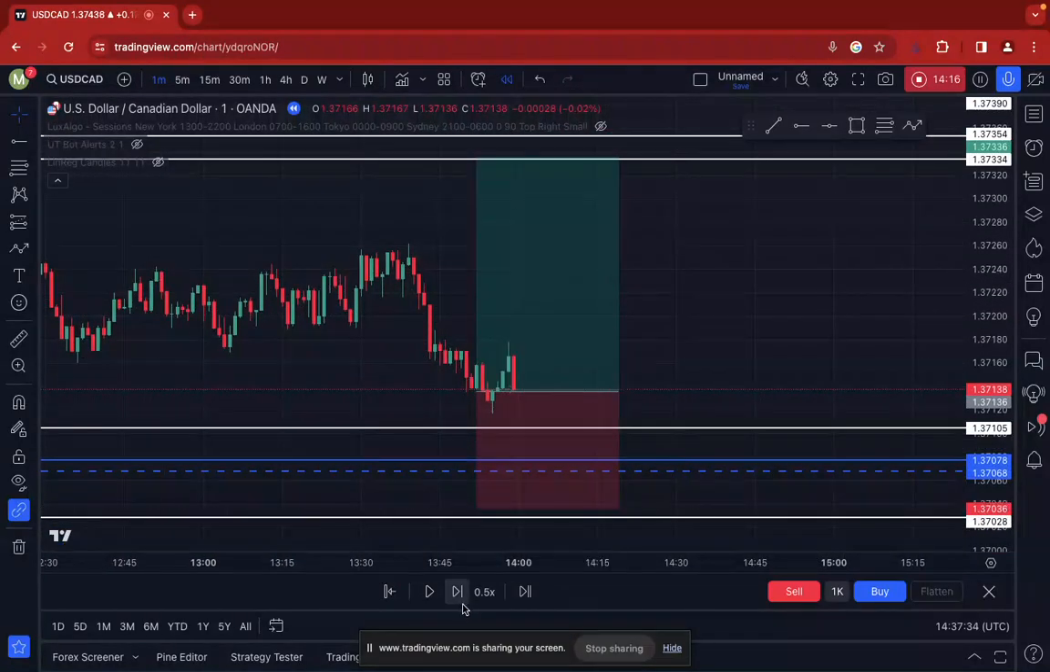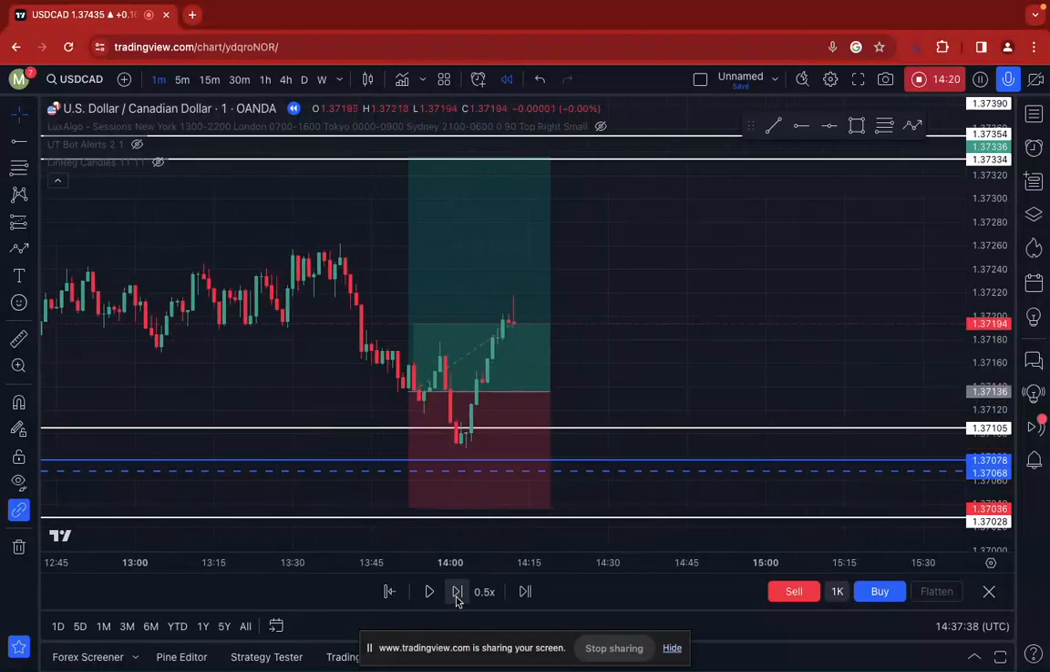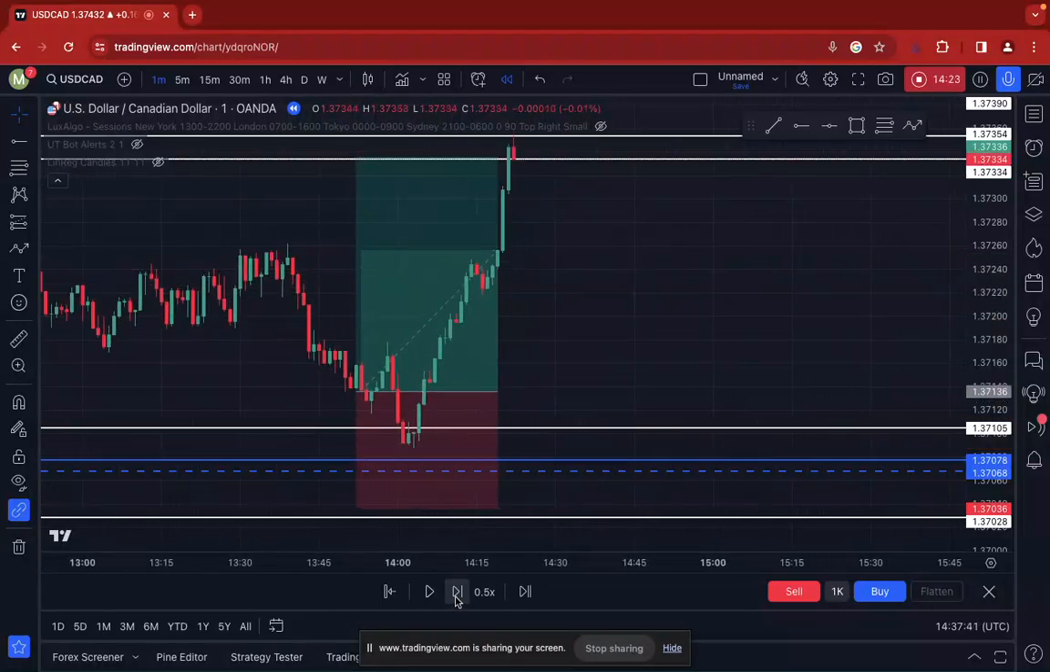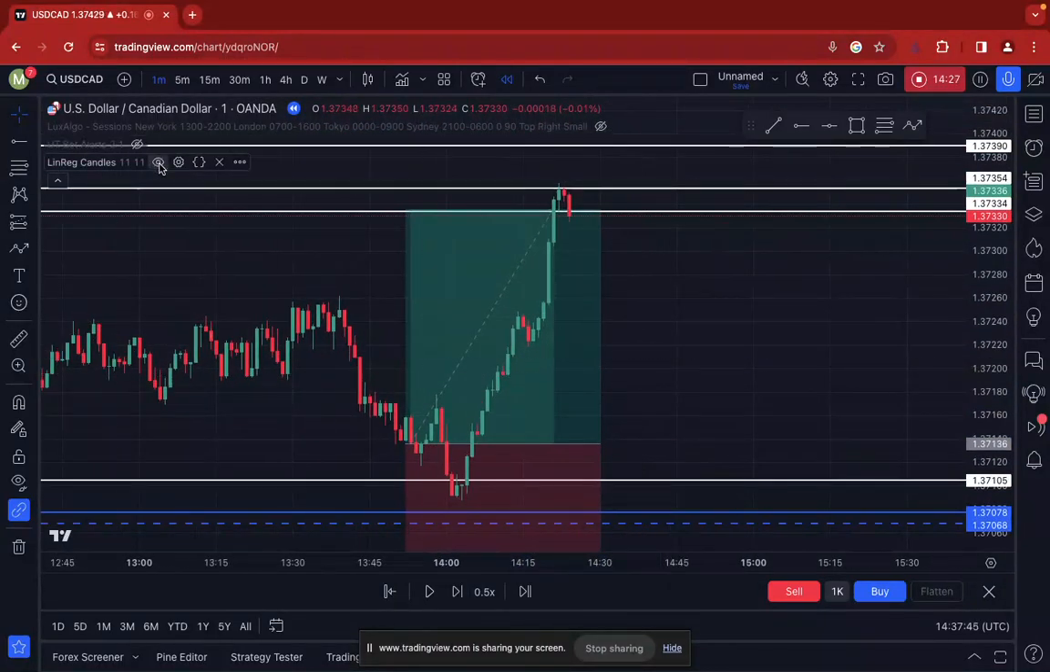After you get in, this is how it plays. It takes your take profit. So that was the buy that was given. So how do you get these indicators?